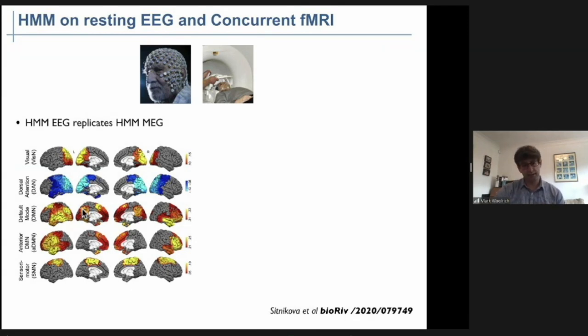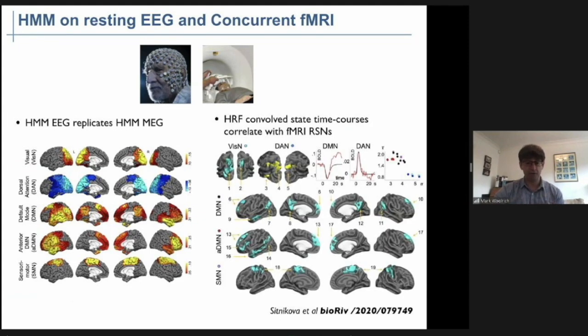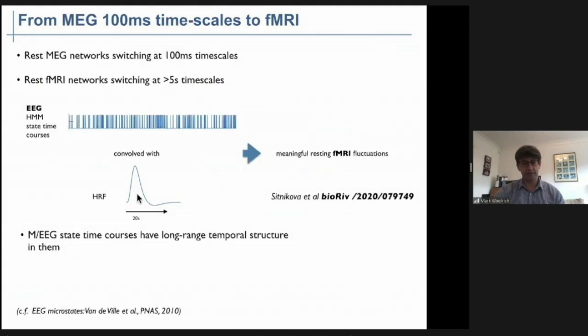They then took the HMM that had been inferred purely on the EEG data and took the state time courses and HRF convolved them and then correlated them with the fMRI data. And this allowed very nice looking resting state networks to pop out in the fMRI data. So for example, here's the DMN inferred in the EEG using the HMM, and then that's HRF convolved and then correlated with the fMRI. And here you can see the corresponding DMN in the fMRI data. So this is a nice demonstration that this link does exist between the EEG and the fMRI fluctuations.